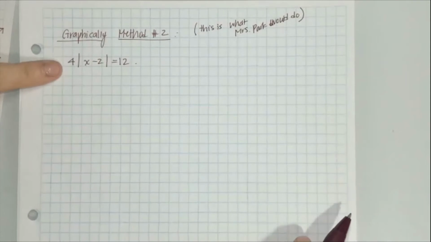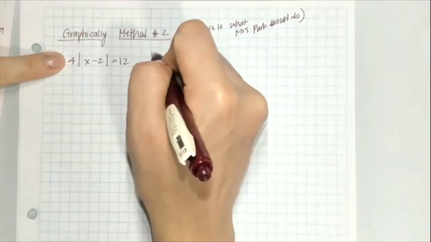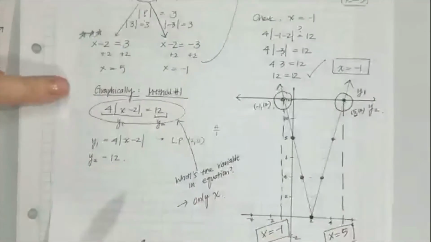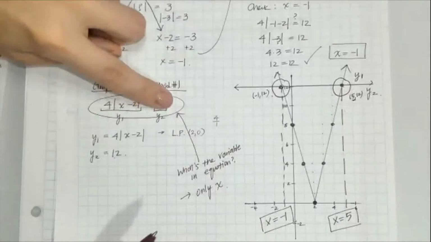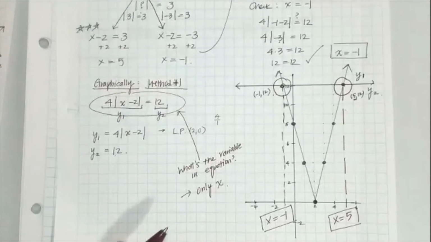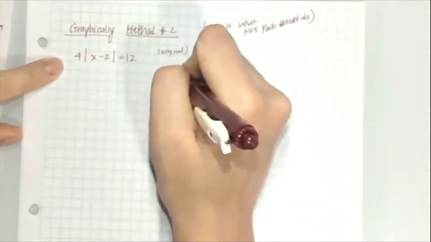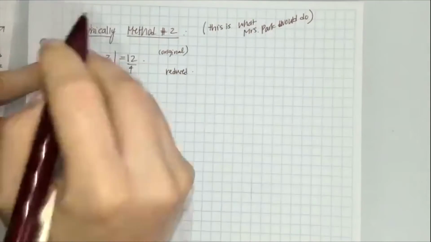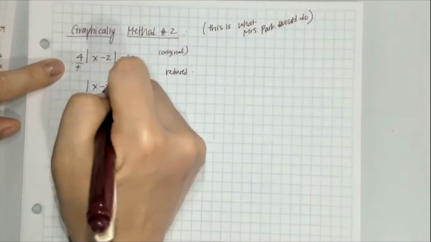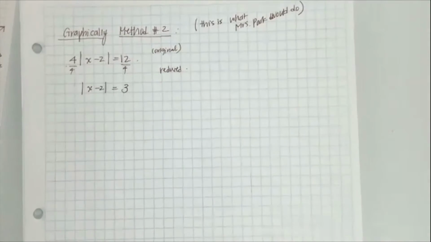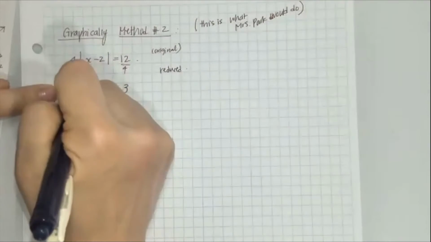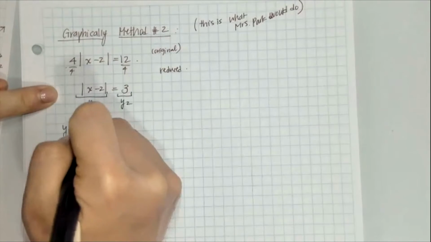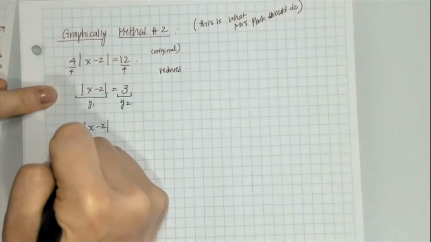So first thing, you start with the original equation. It's the same equation, but instead of graphing the left and right, which is what I did in the first method, where I graphed the left side and the right side together, what I'm going to do is reduce it by dividing them both by 4. Then I get absolute value of x minus 2 equals 3. And I'm going to graph the left side of this equation and the right side of this equation. So I'm going to graph absolute value of x minus 2 and y equals 3.